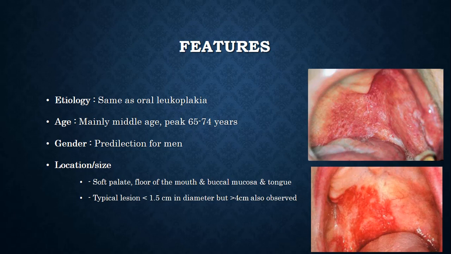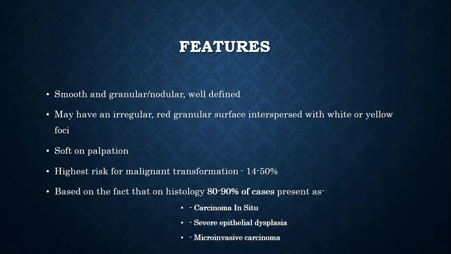Again, it mostly involves the male population. If you talk about the location, it mostly occurs over the soft palate, floor of the mouth, buccal mucosa and over the tongue as well. Typical lesions are usually less than 1.5 centimeters in diameter, but lesions greater than 4 centimeters have also been observed.